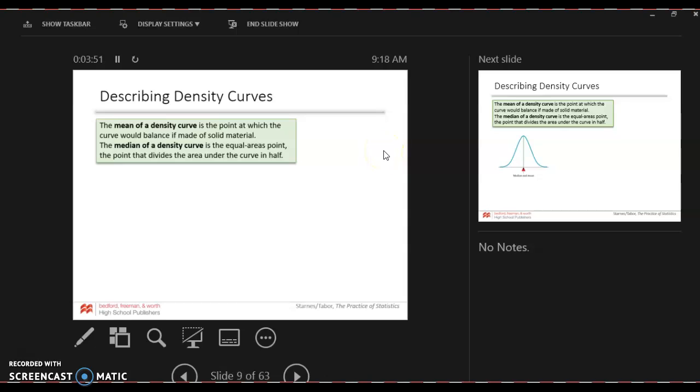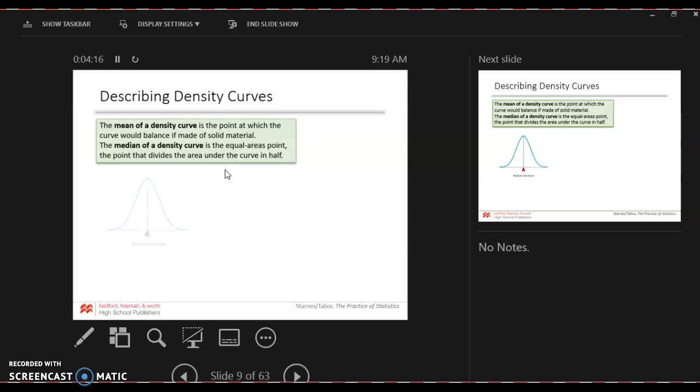Some other properties of density curves before we focus on the normal curve. The mean of density curves is the point at which the curve would be balanced. So picture it being either like a scale or like a seesaw. So the mean is going to be the point where the curve would be balanced on a seesaw, where it would lay flat. Whereas the median is the equal areas point, the point that divides the area in half.